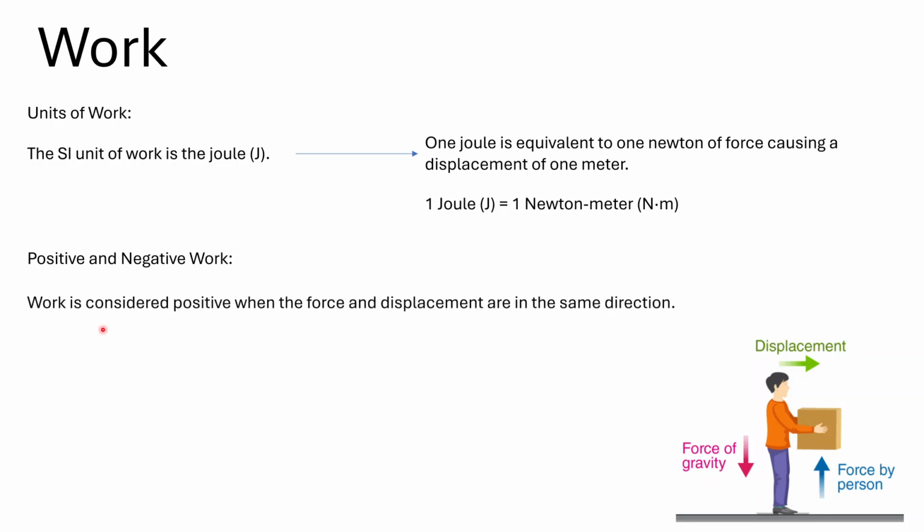Work is considered positive when the force and displacement are in the same direction. So for example, if this person is lifting up this object, since the force and displacement are in the same direction, that work is positive. Work is negative when the force and displacement are in opposite directions. For example, the force of gravity is in the opposite direction compared with the case that this person lifts up this object. So the work of gravity on this object is negative.